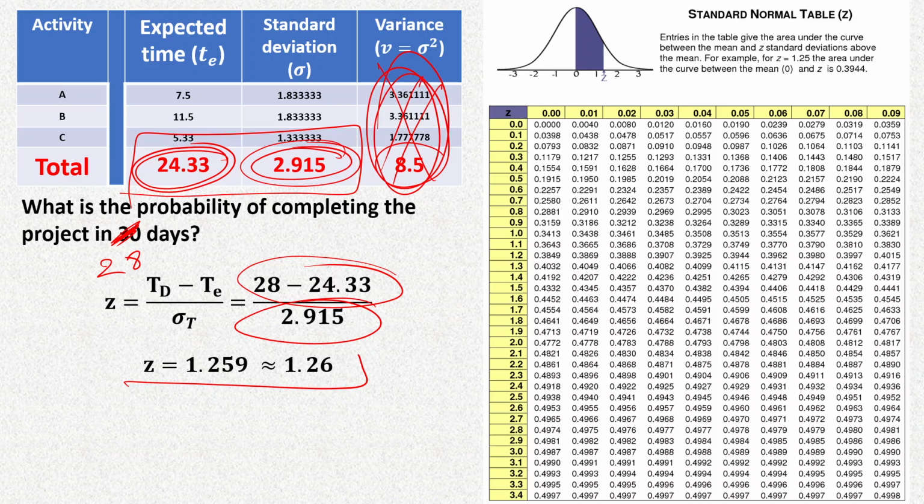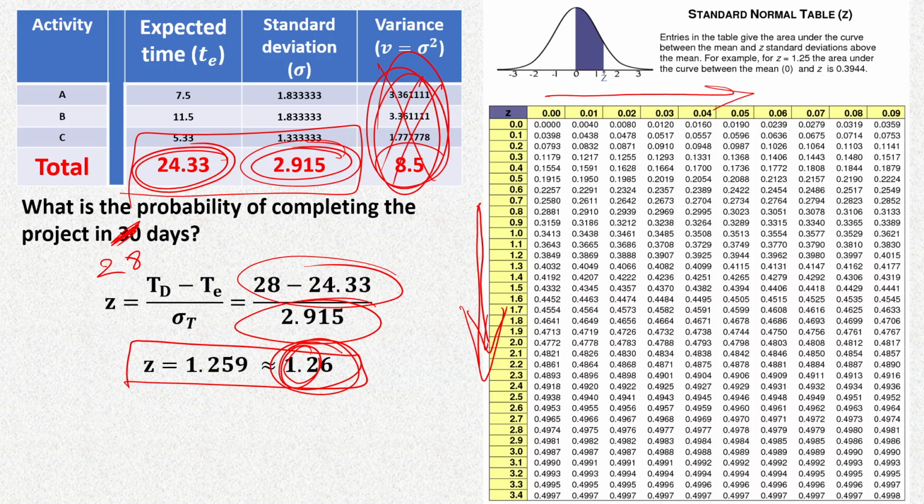Once we get this value of z, we'll have to use this table. You see, this axis gives you the value of z, but this axis also gives you the value of z only at the second decimal place. This vertical axis gives you up to the first decimal place. So our z value is 1.26.